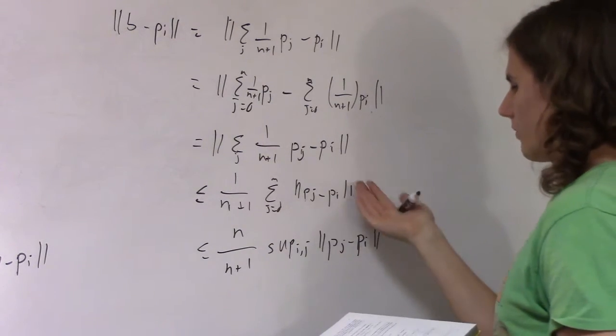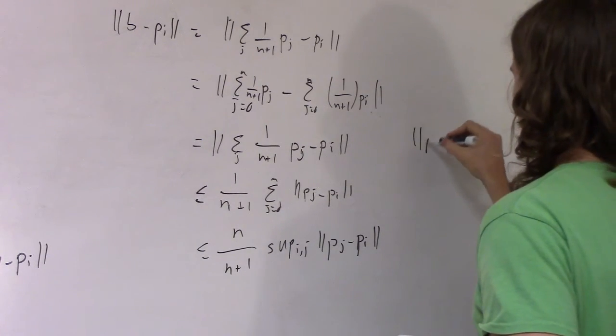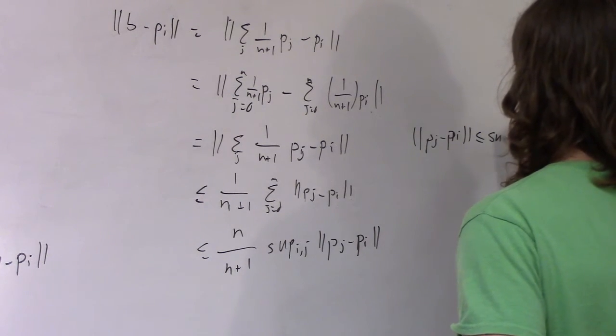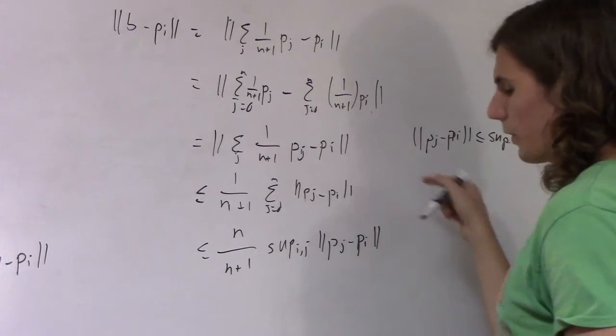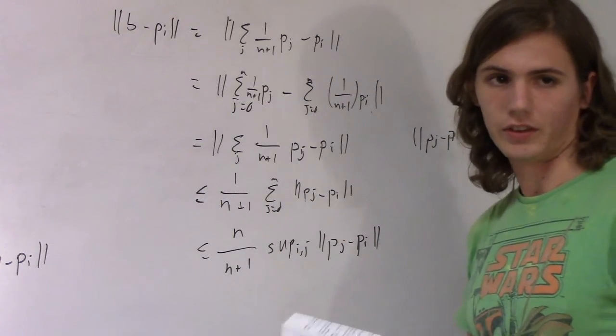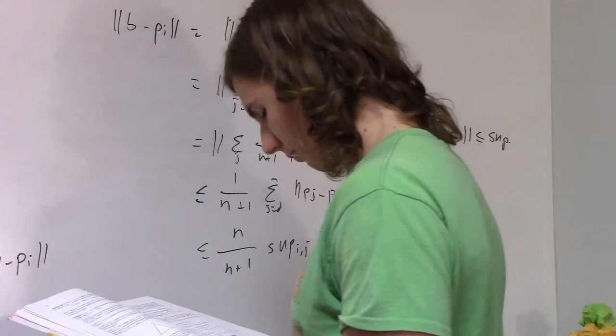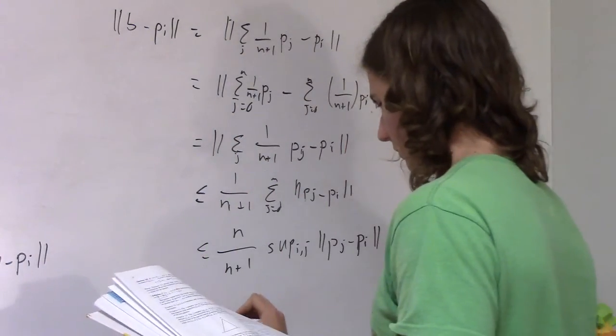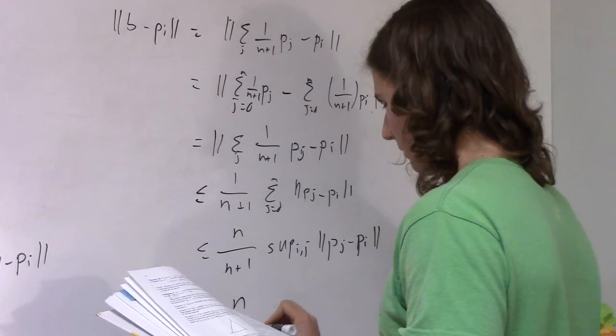If you just wanted to say each of these is less than or equal to the supremum, you'd end up summing over n plus 1. But you take one off because one of them's always going to be equal to 0. I see. I didn't notice that the sum started at 0. Which is equal to n over n plus 1 times the diameter.